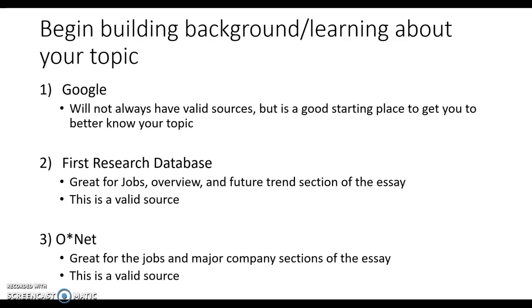The second one I'm going to show you is called First Research Database, which is a great source for your jobs section, your history or overview section, and your future trends section. And this would be a valid source to use in your paper. And then the last one is going to be ONET, which is, again, a great source for the jobs section and major companies section of the essay. And this, too, would be a valid source to use in your paper.